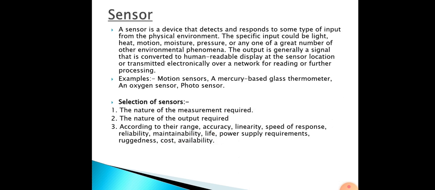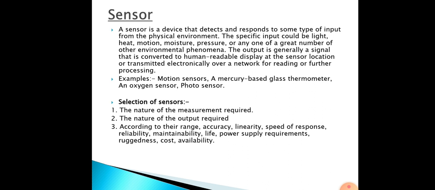Then next is sensors. A sensor is a device that detects and responds to some type of input from the physical environment. The specific input to the sensor can be light, heat, motion, moisture, pressure, or any one of a great number of other environmental phenomena. The output is generally a signal that is converted to a human-readable display at the sensor location.